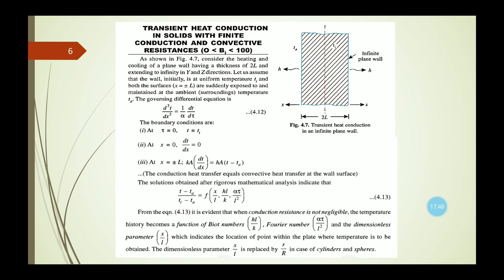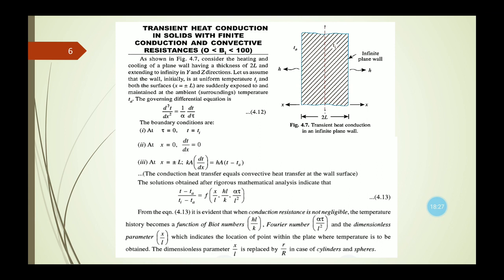So what are these? That means what we are getting when the conduction resistance is not negligible. Ultimately here we have considered that the conduction resistance is not negligible. The temperature history becomes a function of Biot number, that is hL by k, the formula is known to us, then alpha tau by L square, this is the Fourier number, it is also familiar to us, and another dimensionless parameter, that is x by L, which indicates the location of the point within the plate where temperature is to be obtained.